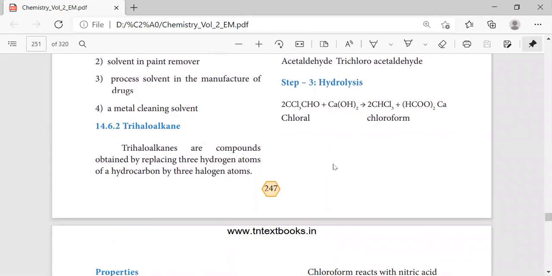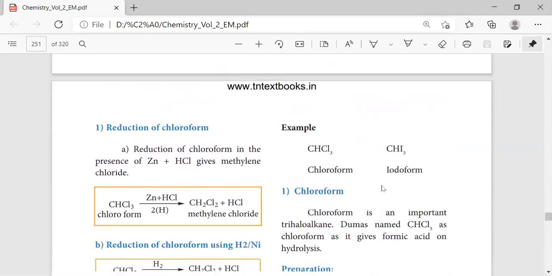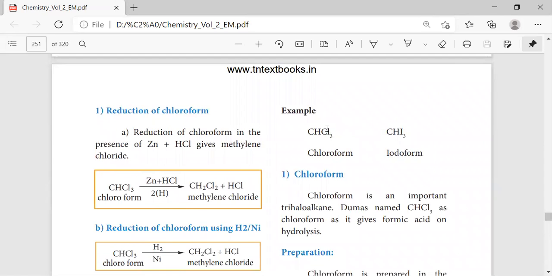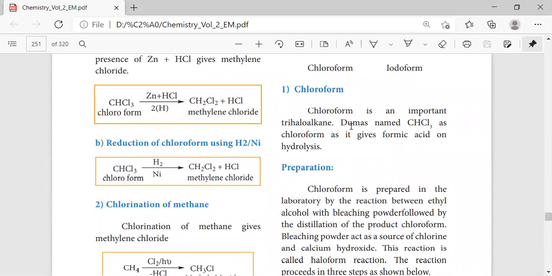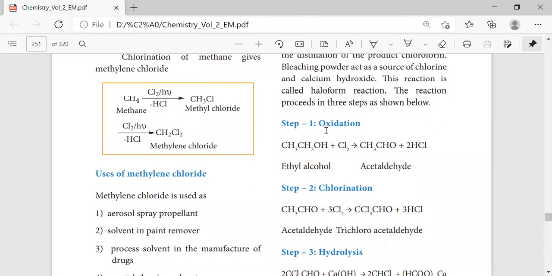Then comes trihaloalkane. Here in trihaloalkane, we are replacing the hydrogen with three chlorines so that we get chloroform, and again iodoform. Okay, so chloroform is an important trihaloalkane. Among the methods, it is chloroform as it gives formic acid on hydrolysis. If you take this, it takes place in three steps. The first one is oxidation, then chlorination, and then hydrolysis.